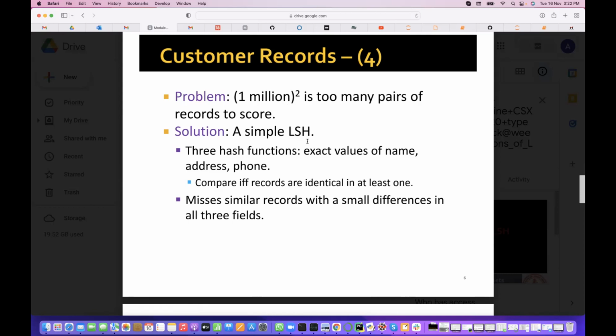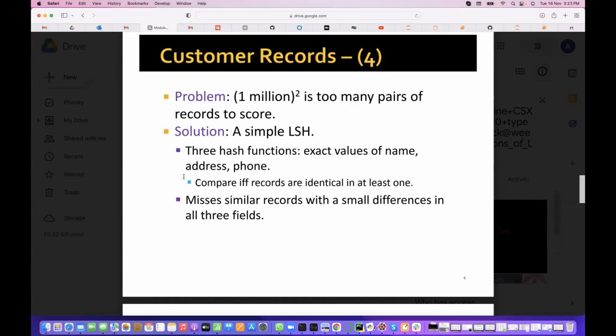The solution is simple LSH: 3 hash functions, on exact values of name, address, and phone. Compare if and only if records are identical in at least one. It misses similar records with small differences in all 3 fields. This solution will work. So at least one field should be the same for us to probe further.